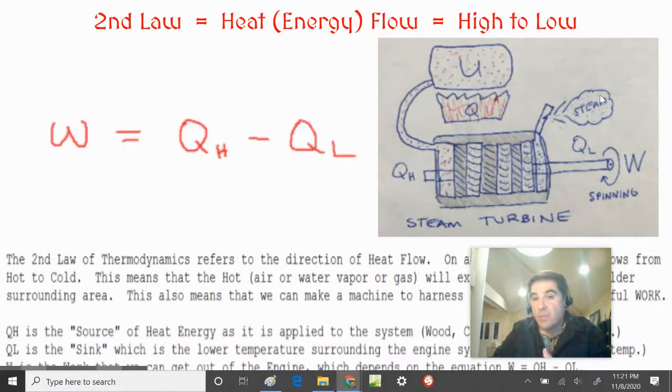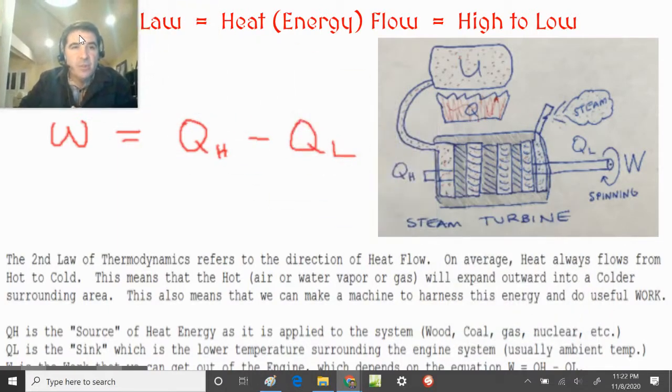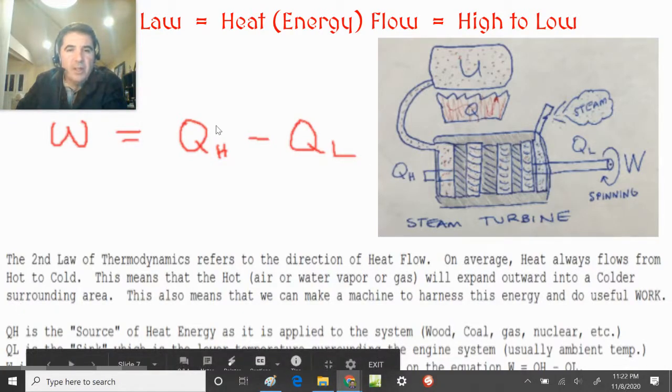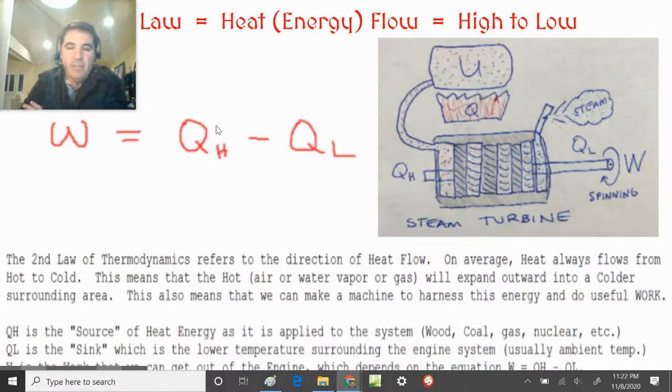And so the heat wants to escape. And because it wants to escape under this high pressure, we can make it do work for us. The work that we can do will always be equal to the difference between the high heat side and the low heat side. The high heat side being the fuel and the low heat side being the ambient temperature. So the second law of thermodynamics refers to the direction of heat flow. On average, heat always flows from hot to cold. This means that the hot air or water vapor or gas will expand outward to a colder surrounding area.